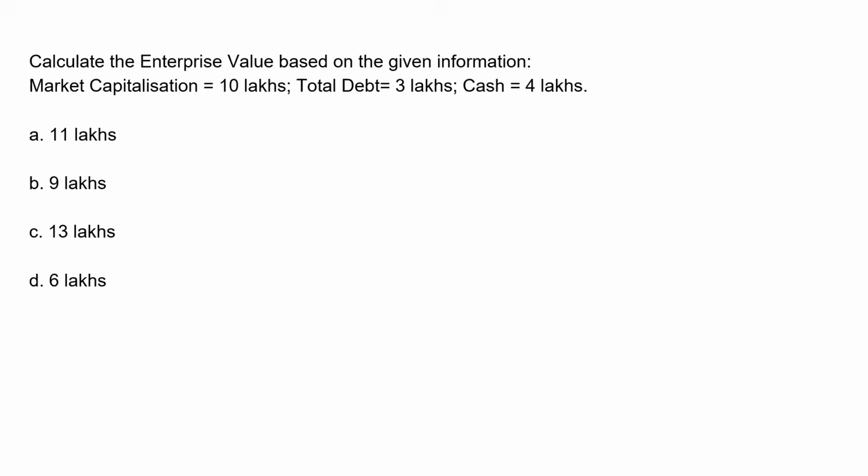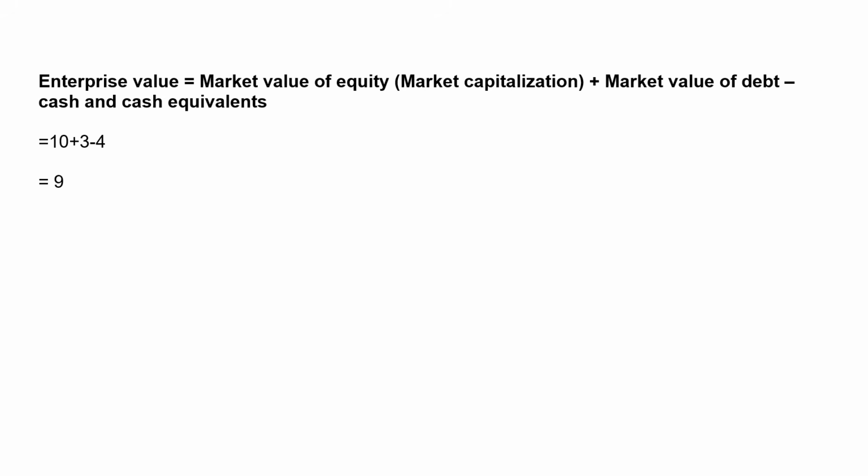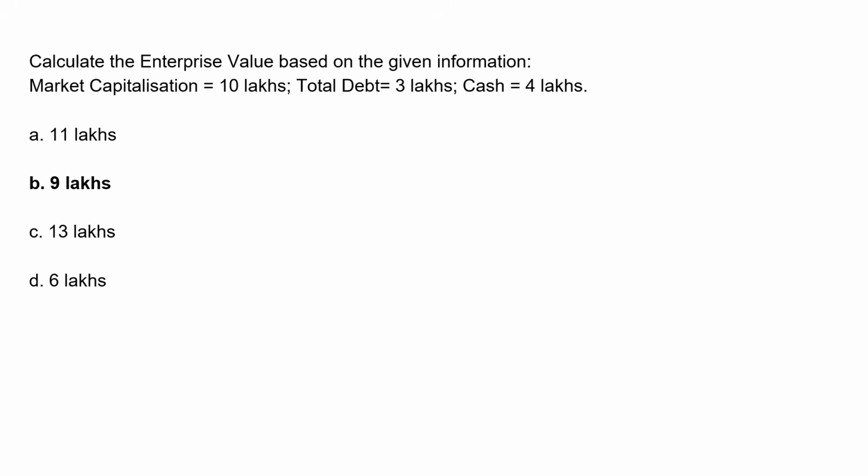Now let's go to the next question. Calculate the enterprise value based on the given information. So the enterprise value formula, I hope you already remember, but I will still show the entire calculation to you. Let's understand the question. Market capitalization is 10 lakhs, debt is 3 lakhs, cash is 4 lakhs. To find out the enterprise value, what you need to do is add up the market capitalization of the equity plus the market value of debt, and you have to minus the cash and cash instruments, and the number that you get is 9. So the correct answer is 9 lakh rupees.